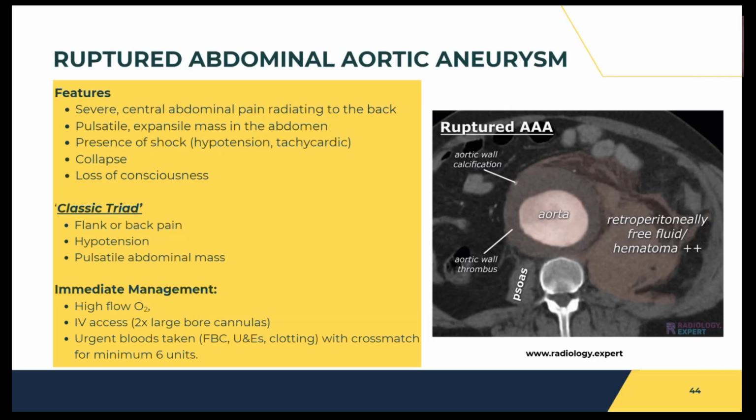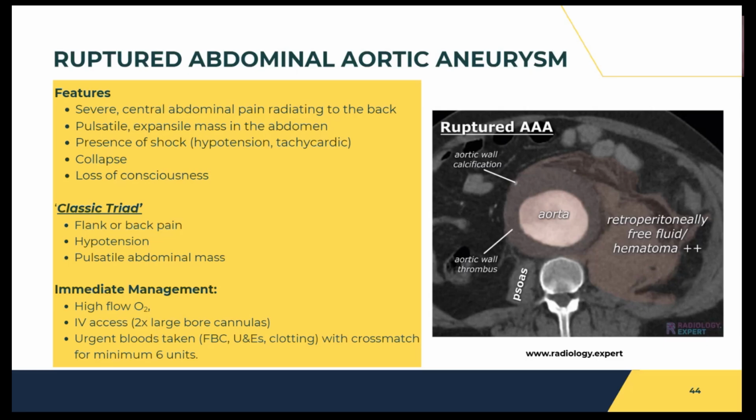So for ruptured AAA, there is a classic triad of severe abdominal or back pain, hypertension, and a pulsatile abdominal mass. But normally in clinical scenarios, they present with a loss of consciousness. They can also present with collapse and the presence of shock, so hypotension and tachycardia.